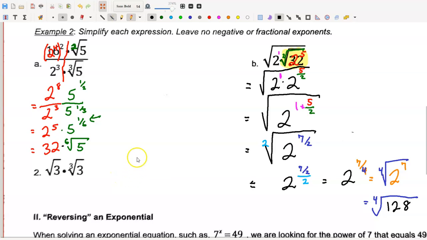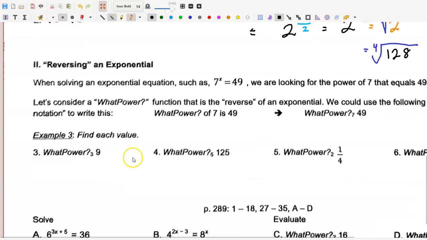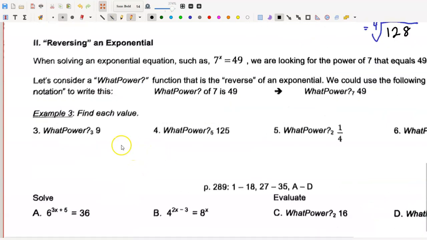And the next part is looking at the reversing of the exponential. This is a setup for logarithms. So when your variable is in an exponent, that's when logarithms come in.